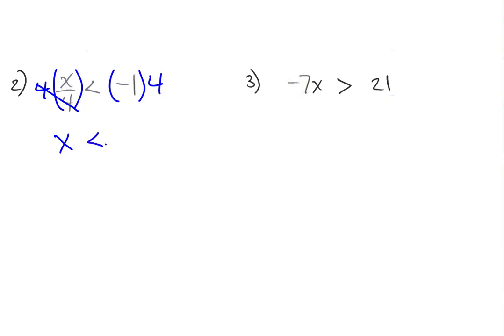I'm going to keep the inequality sign, which is the alligator trying to eat the right side. And on the right side we now have negative 1 times 4, which is negative 4. And so we have x less than negative 4 as our simplified final inequality statement.